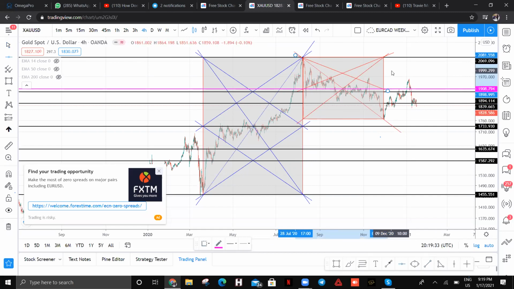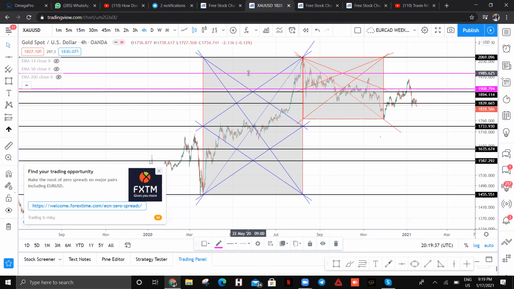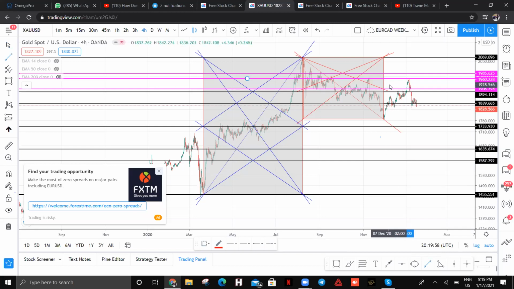Now you see, this is another level. You can see that price respected it here, price respected it here, and also here. So these are the things. By the time I expand the charts, you appreciate it better. Okay, now that is it. It is in between it. So let's do the same here.